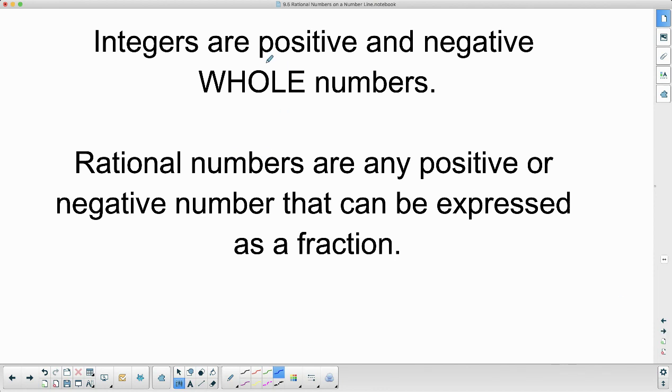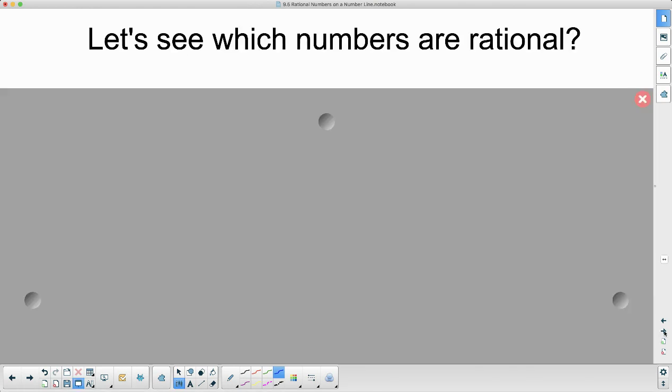We've been talking about integers, which are positive and negative whole numbers. We're going to keep talking about whole numbers, but we're going to add in any positive or negative number that can also be a fraction. So we're talking about any whole number, fraction, or decimal, positive or negative now.